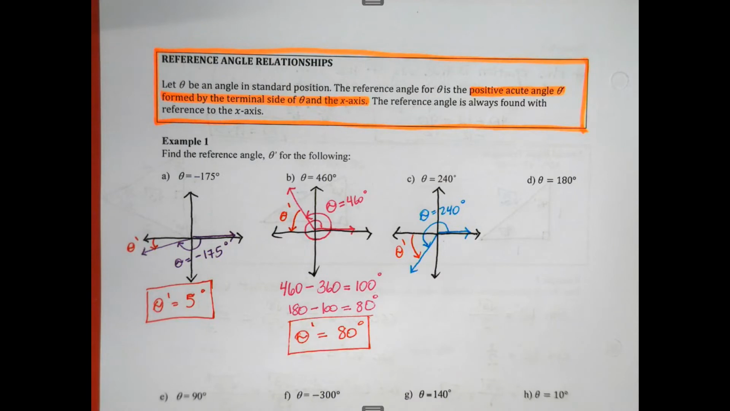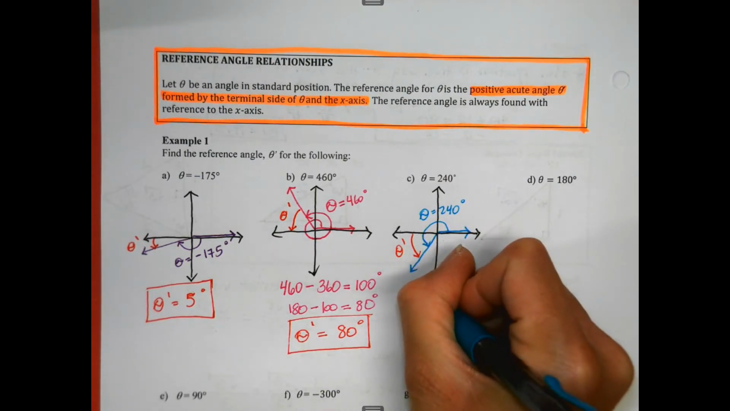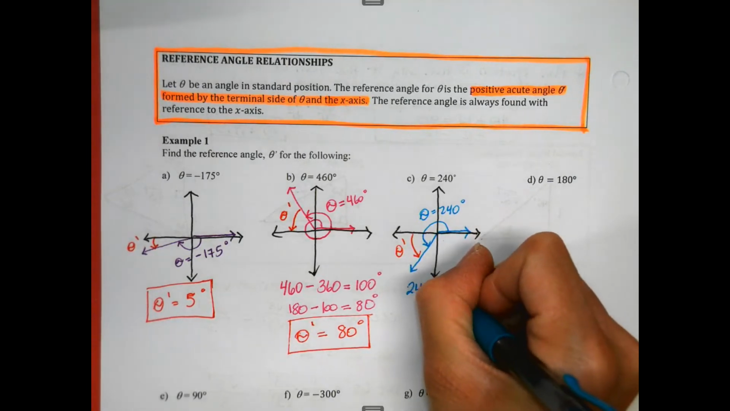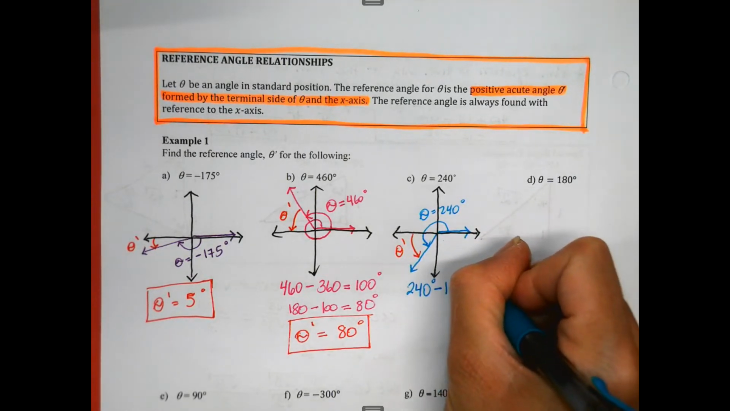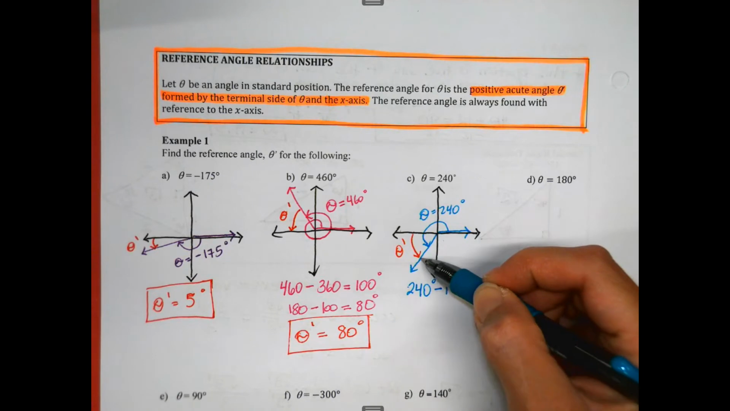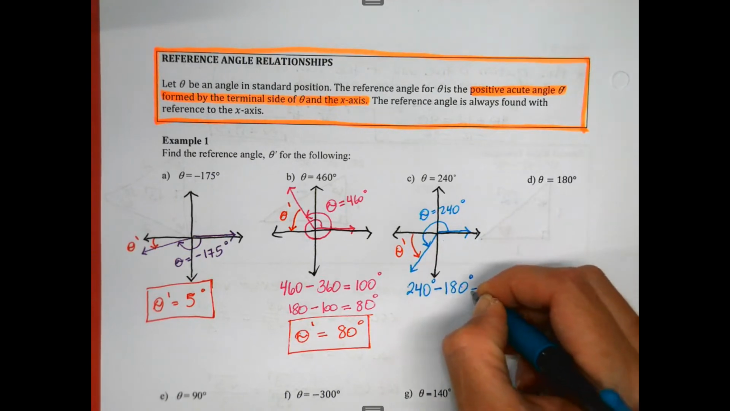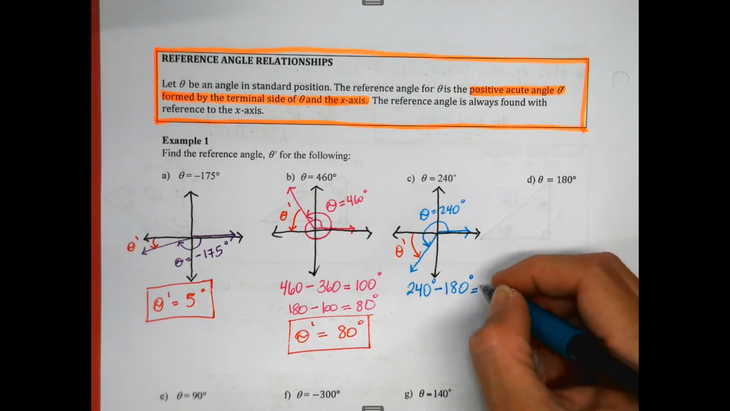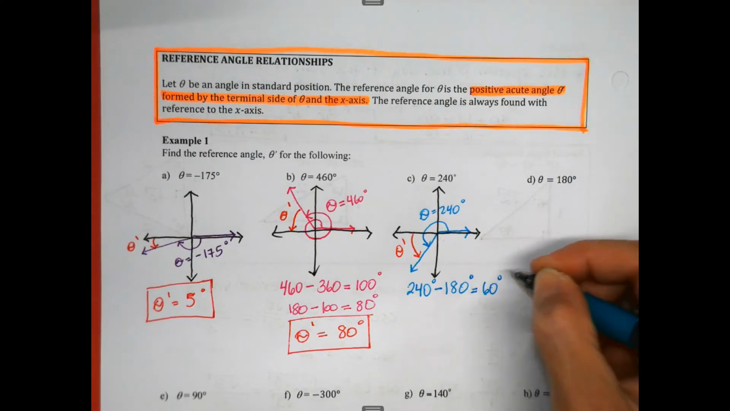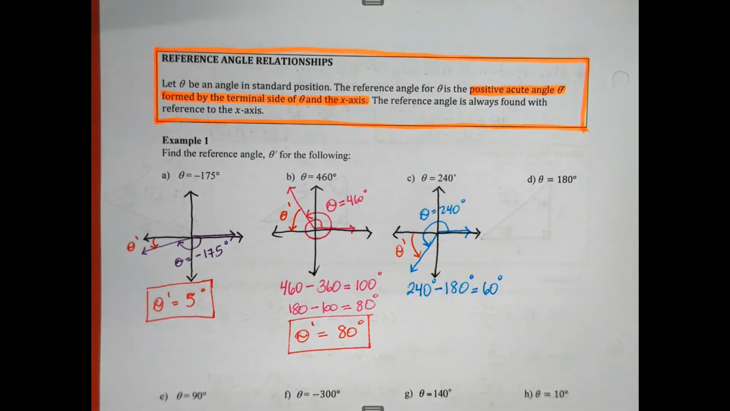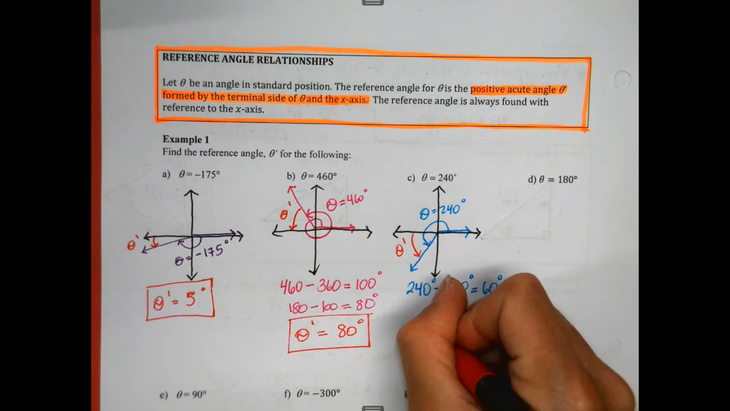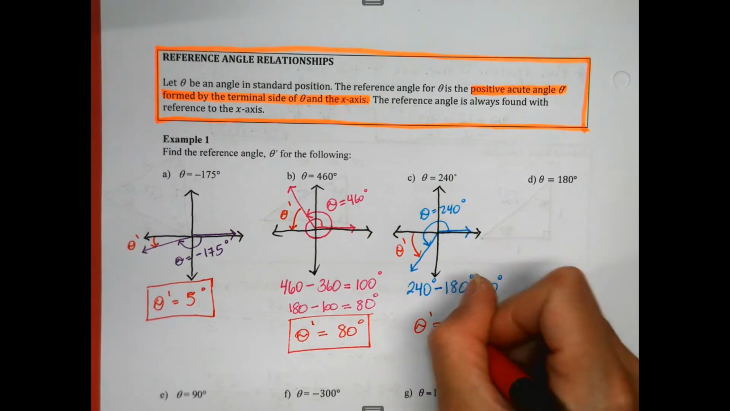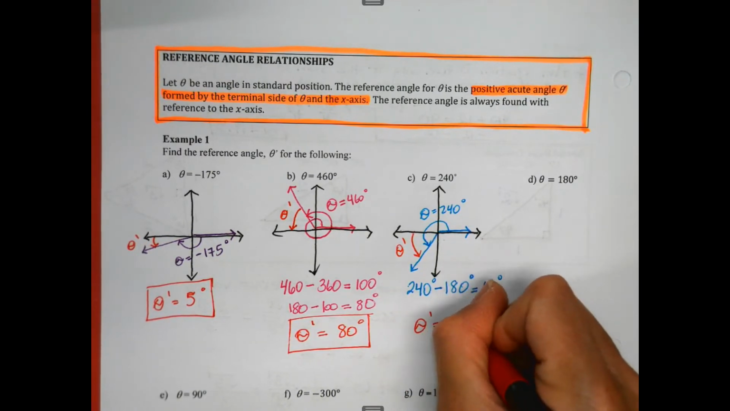So for this one, we are going to take 240 and we are going to subtract 180 degrees. We want to know how far did we go past 180. 240 minus 180 leaves us with 60 degrees. So therefore, our reference angle theta prime is 60 degrees.